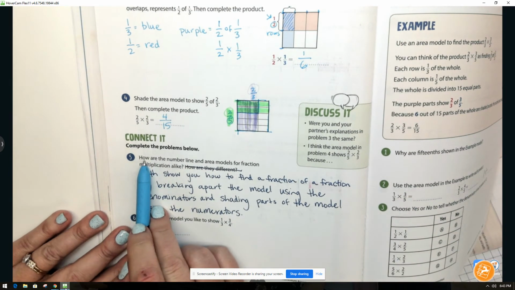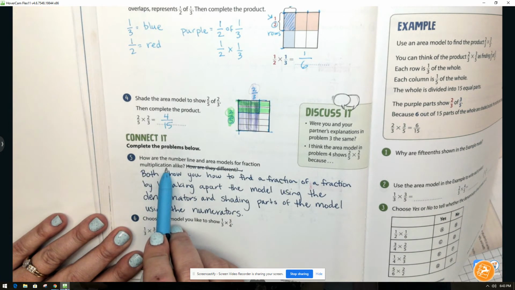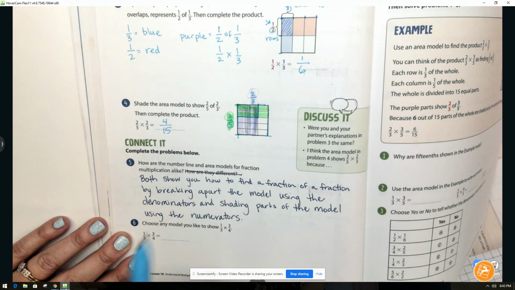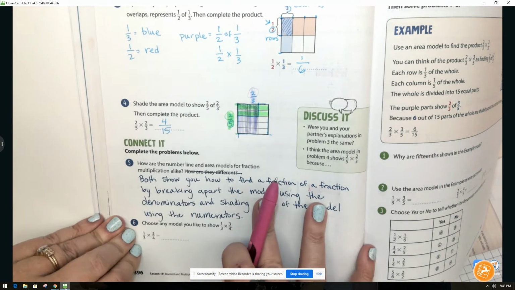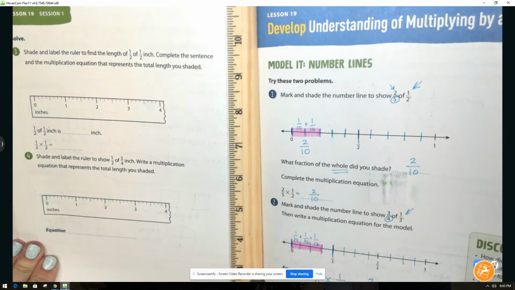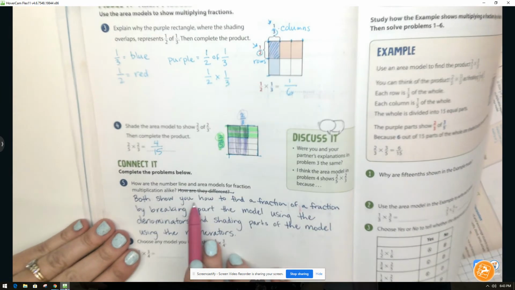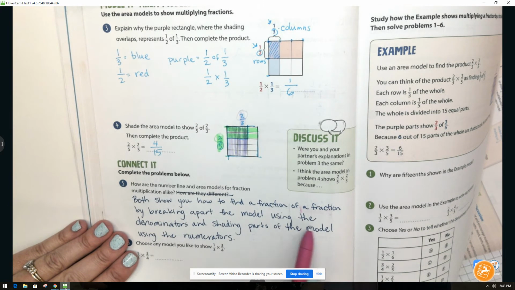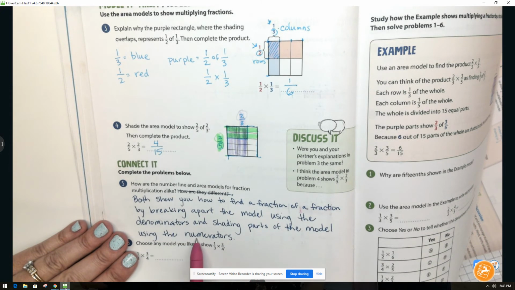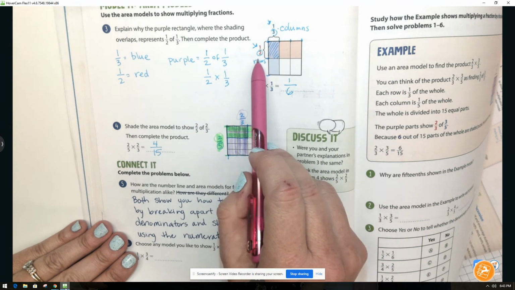Now, number 5 says, how are the number line and the area models for fraction multiplication alike? We're not going to talk about how they're different. We're just going to talk about how they are alike. So both the number line from page 395 and the area models, they both show you how to find a fraction of a fraction by breaking apart the model using the denominators and shading the parts of the model using the numerators. So we break apart the whole based off of what our denominators are.